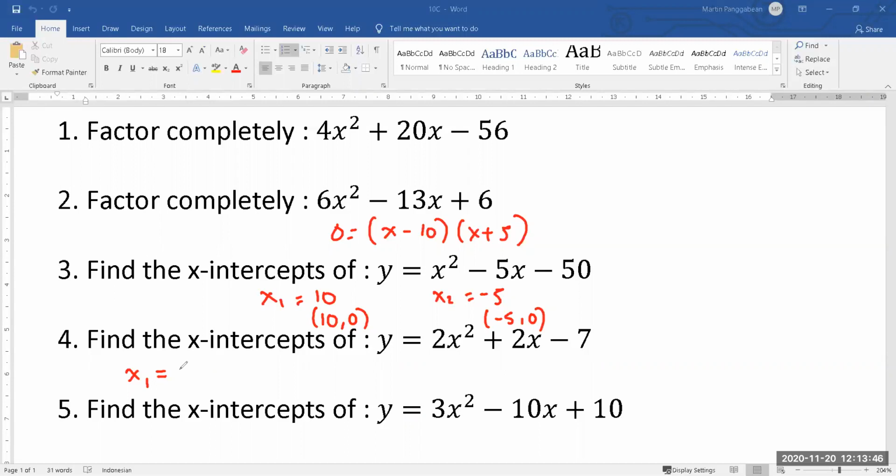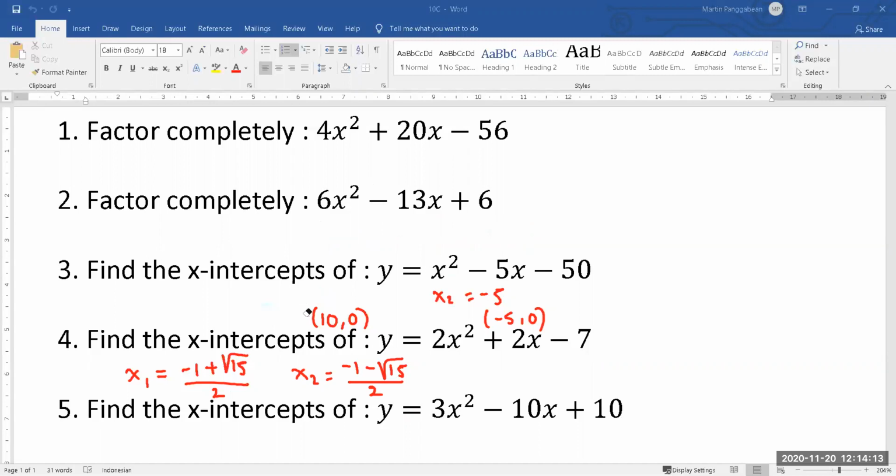Jocelyn, for x1, I got -1 plus square root of 15 divided by 2. And the second x is -1 minus square root of 15 divided by 2. Okay, and this is a correct one. So let me just erase this one. Any other who has a different answer? I have already said it is the correct one.